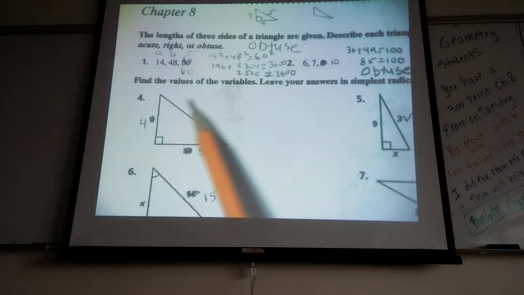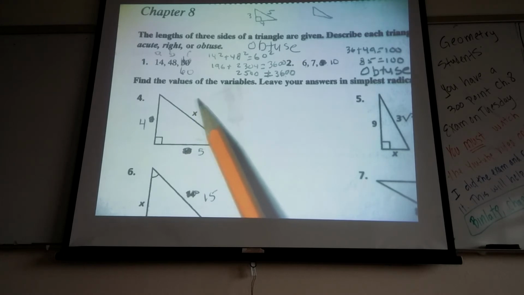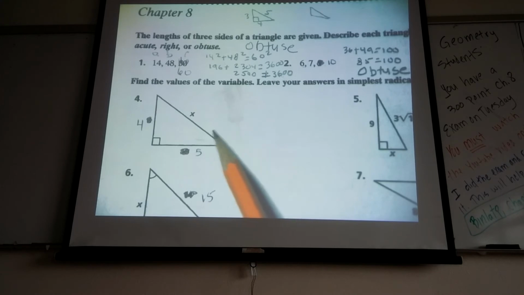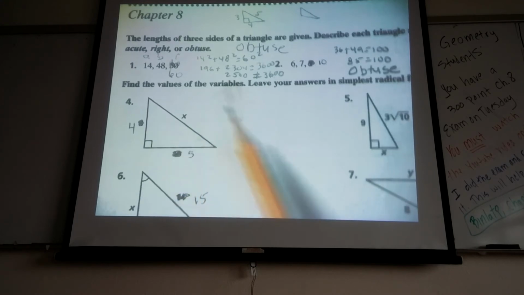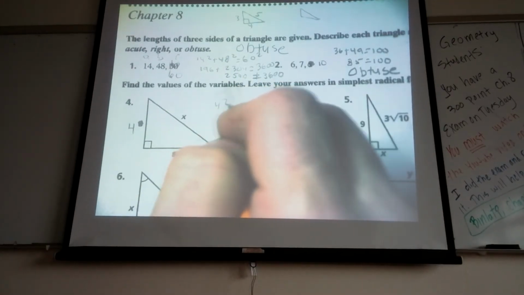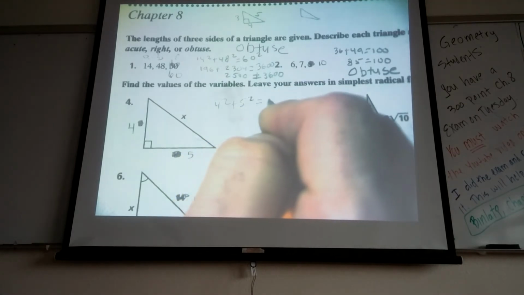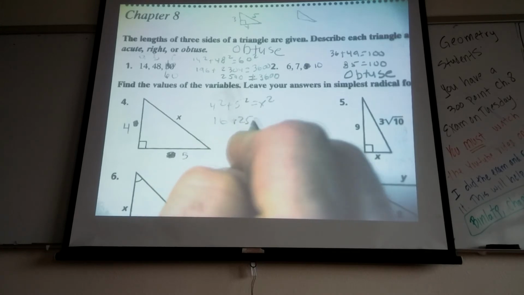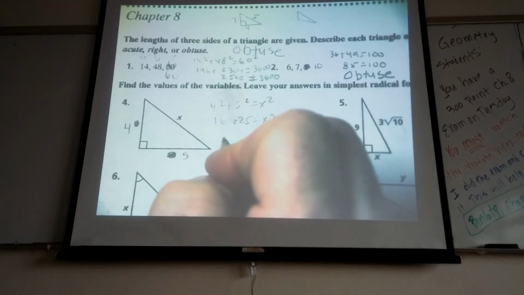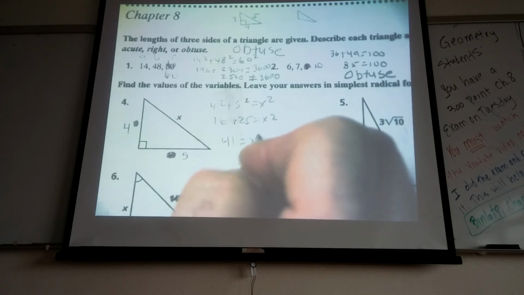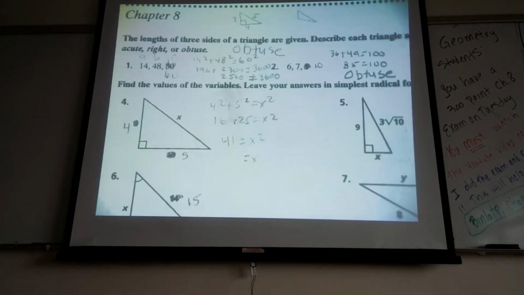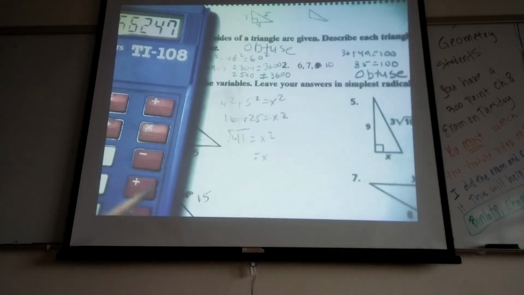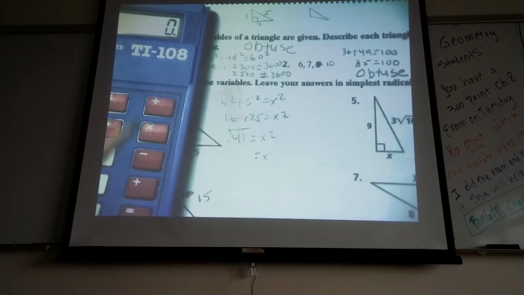Let's read the instructions here. Find the values of the variables. Leave your answer in the simplest radical form. So here I want to just do the A squared plus B squared equals C squared. So this is 16 plus 25 equals x squared. Here we have 41 equals x squared. And then you're using a calculator here, so you can either leave it at the square root of 41, but I'd rather you guys continue that out.